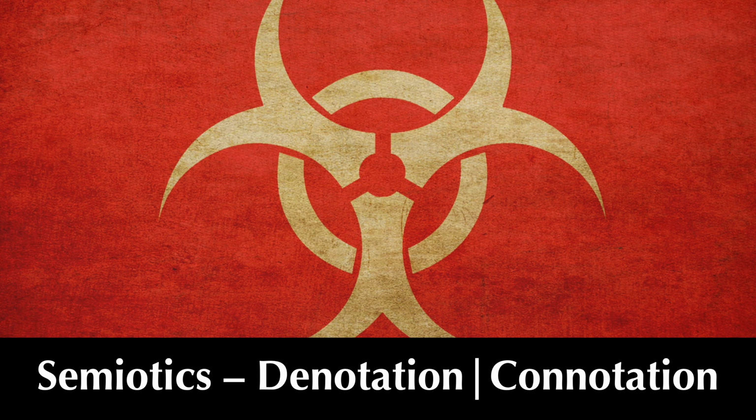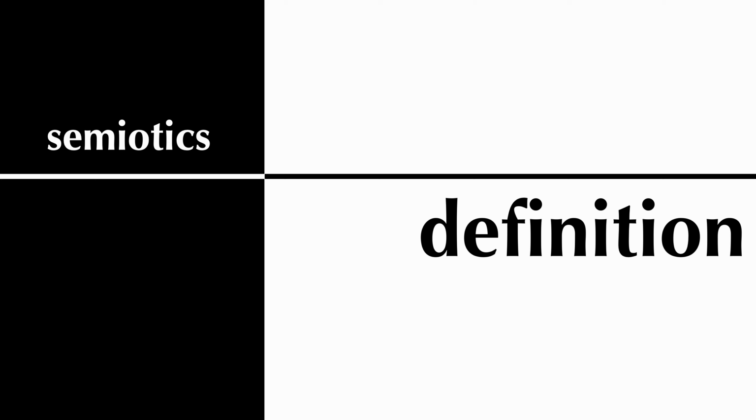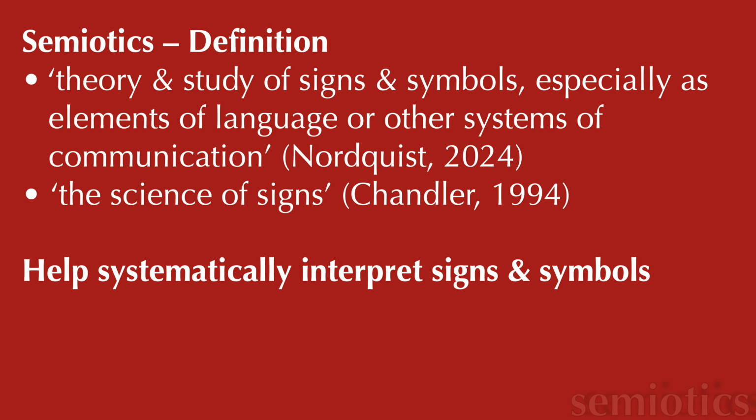This video is on semiotics. It discusses the concepts of denotation and connotation. But first, for those of you who haven't seen my other videos on semiotics, first a definition. Semiotics is the theory and study of signs and symbols, especially as elements of language or other systems of communication. And more specifically, for these purposes, you're looking at semiotics in terms of signs.